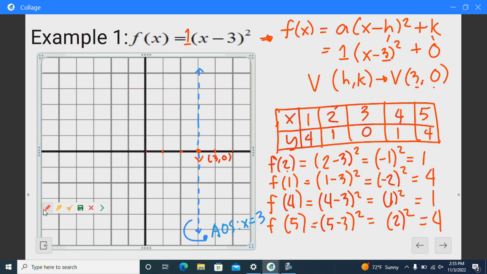Can you see the pattern there? Between them, the center is 0 and the other side is 1 and 1. The other side is also 4 and 4. So let's plot that one.